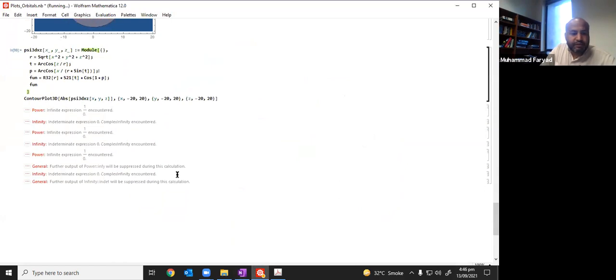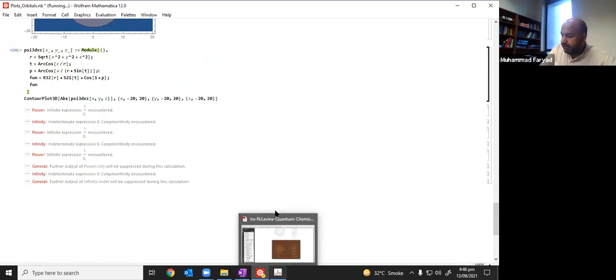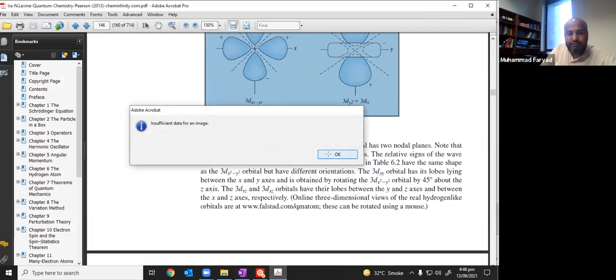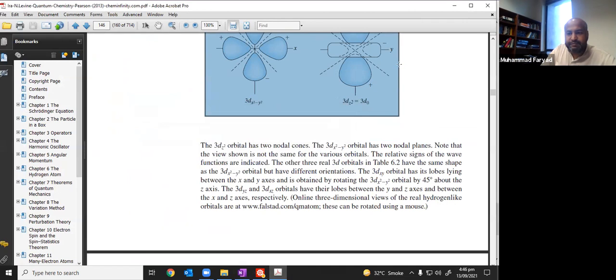Okay, so it's still working. Anyway, any questions about these plots and visualizations?